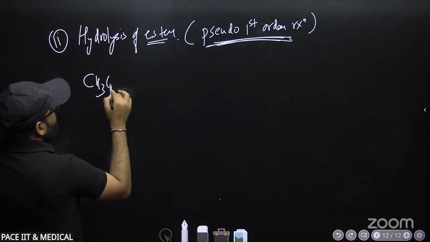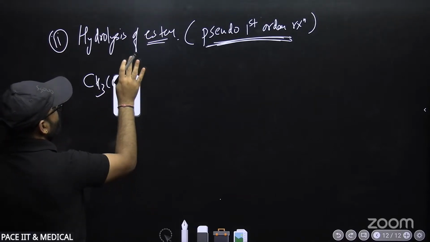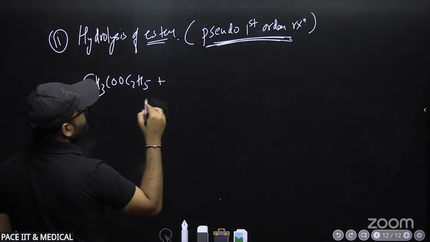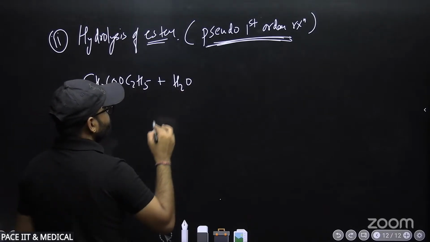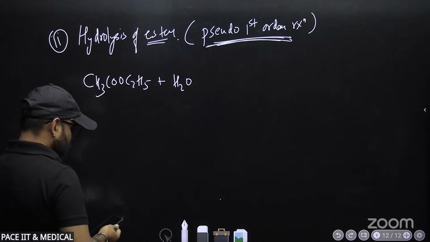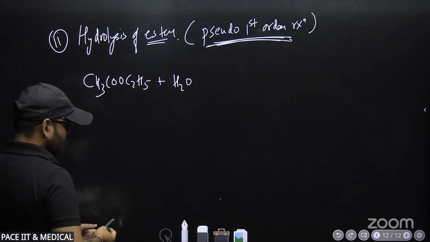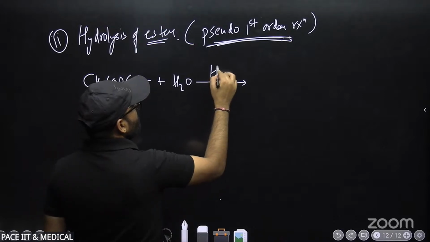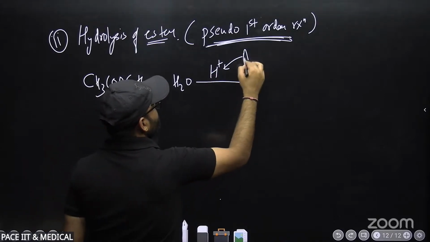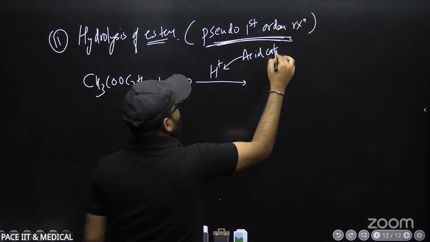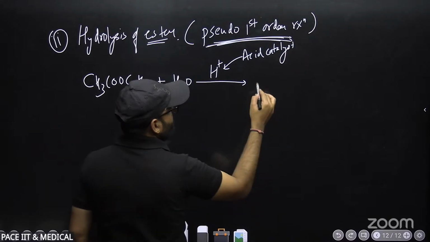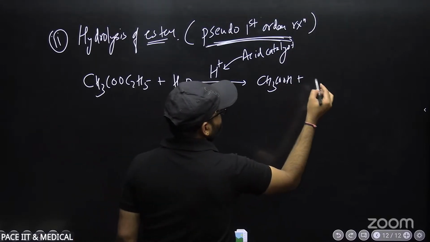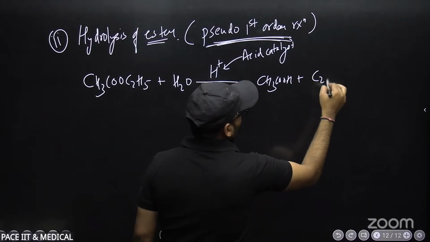CH3COOC2H5 plus H2O, converting in the presence of an acid catalyst. This is the acid catalyst. CH3COOH plus C2H5OH.